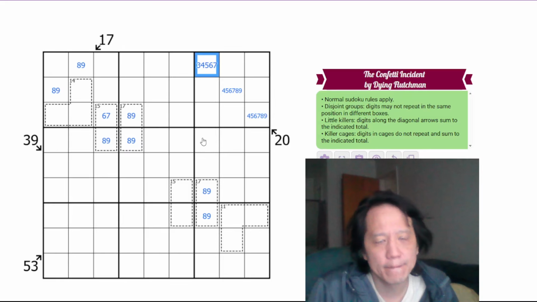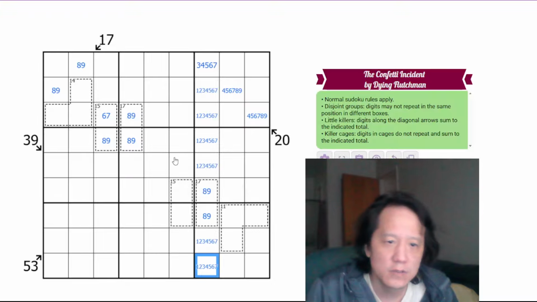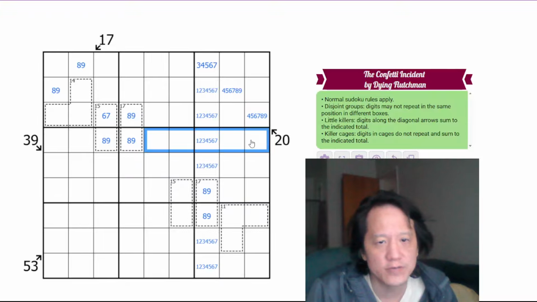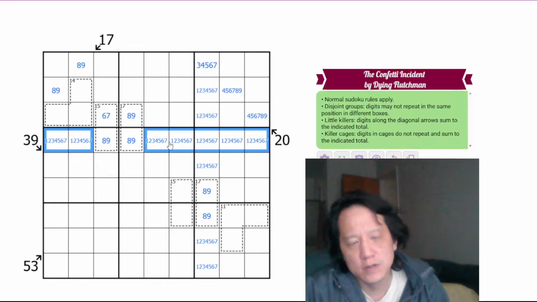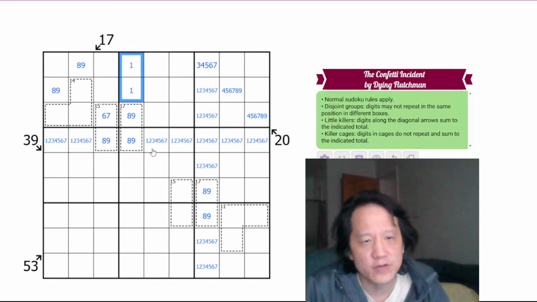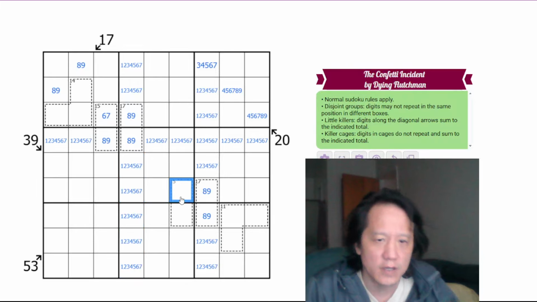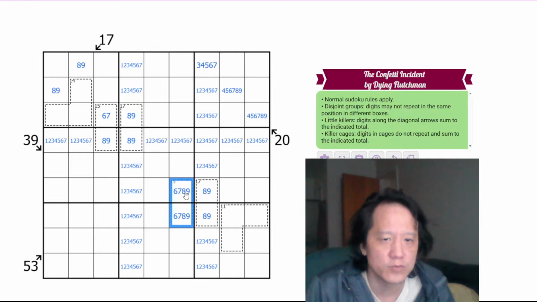Okay. These cannot be 8 and 9, so we have 1 through 7 here, 1 through 7 here. That means we have 1 through 7 in row 4. We have 1 through 7 in column 4. Okay, and this is 6, 7, 8, and 9, but we don't know which one is which.